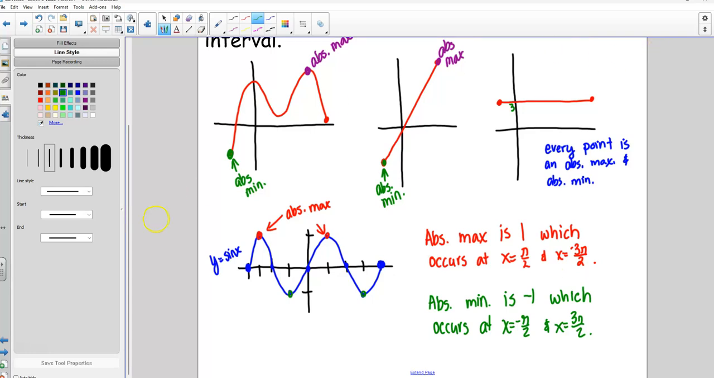Most functions are going to look like something like this or this, where you've got one absolute maximum, one absolute minimum. But it is possible to have more than one point where you get that absolute maximum or that absolute minimum. Or in the case of a horizontal line, and this would be the only case where this happens, every point is absolute maximum and every point is absolute minimum.